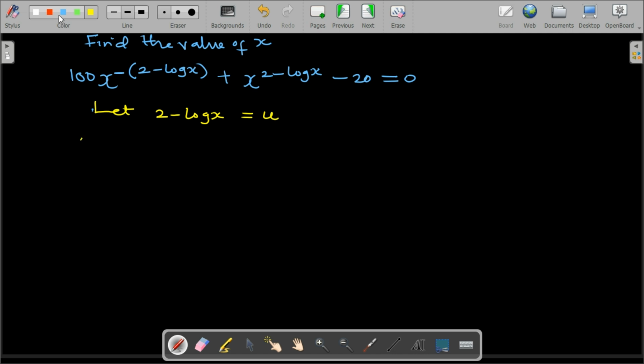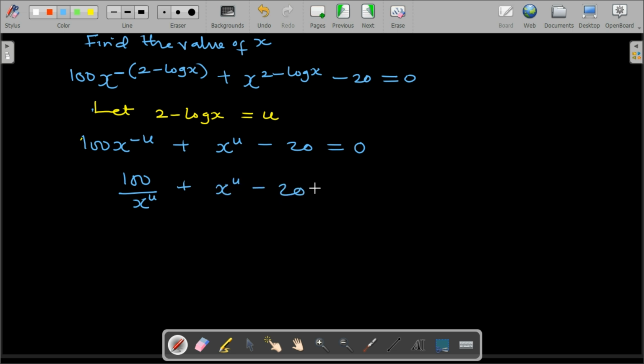Then we have 100x raised to the power minus u plus x raised to the power u minus 20 equals to 0. Okay, then this could be rewritten as 100 over x, to the power of u. That is, if we want to remove the negative, we take it to the denominator, plus x to the power of u minus 20 equals to 0.